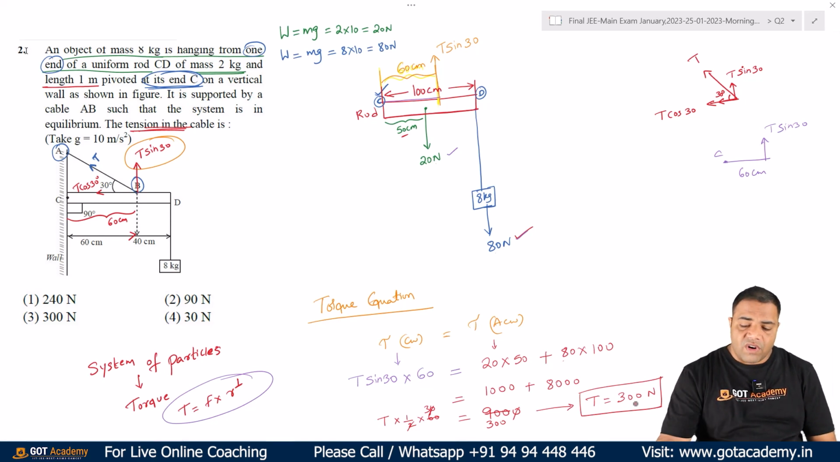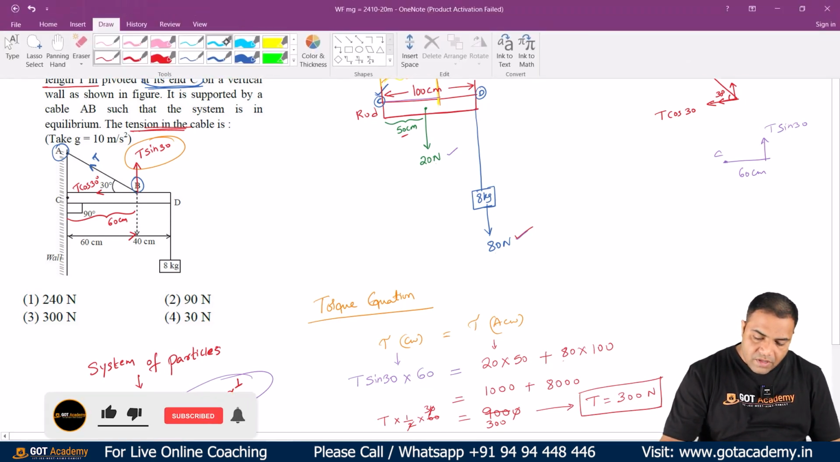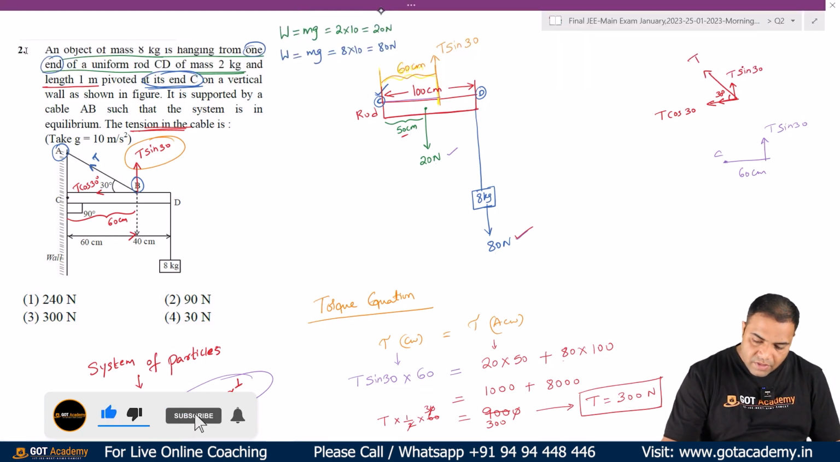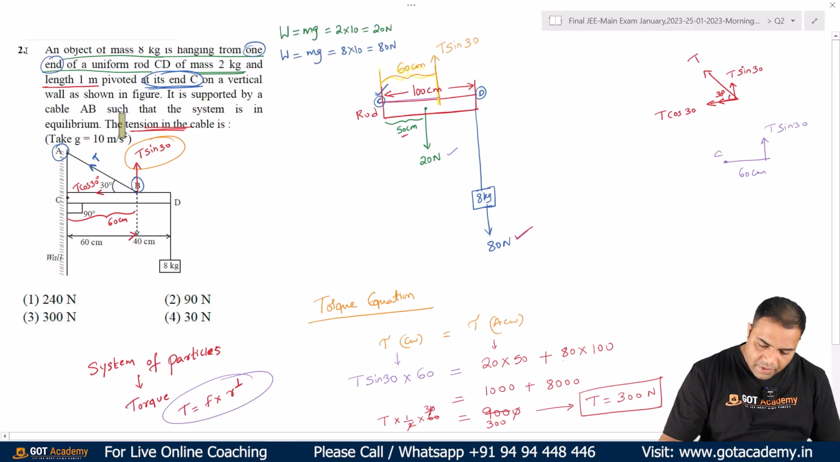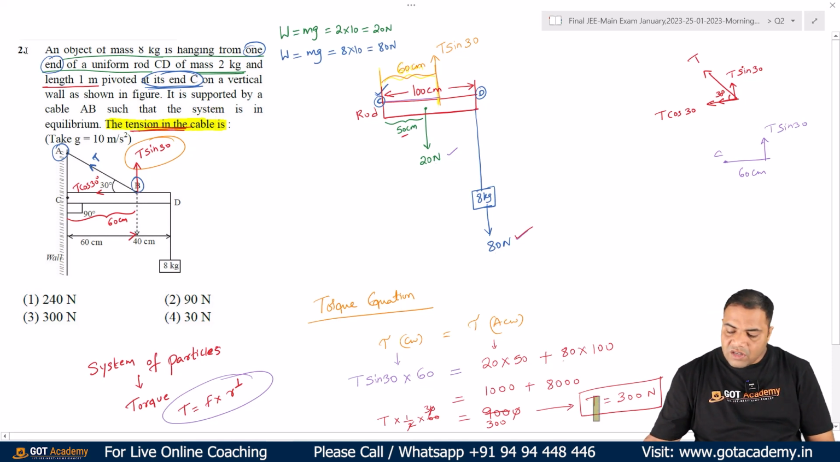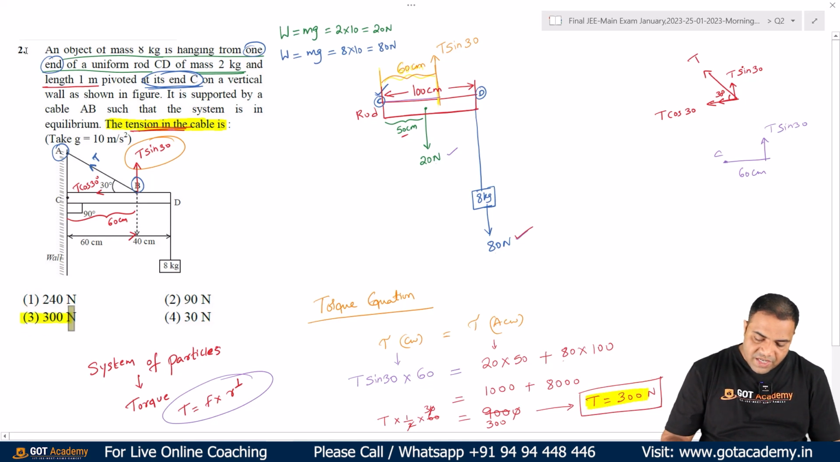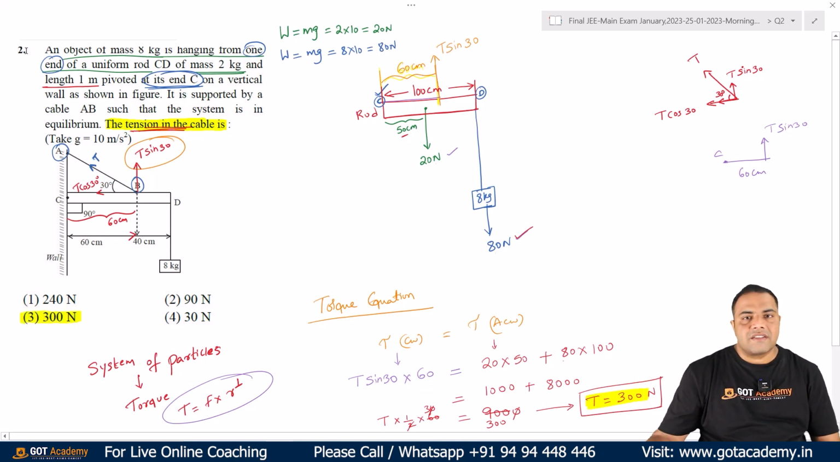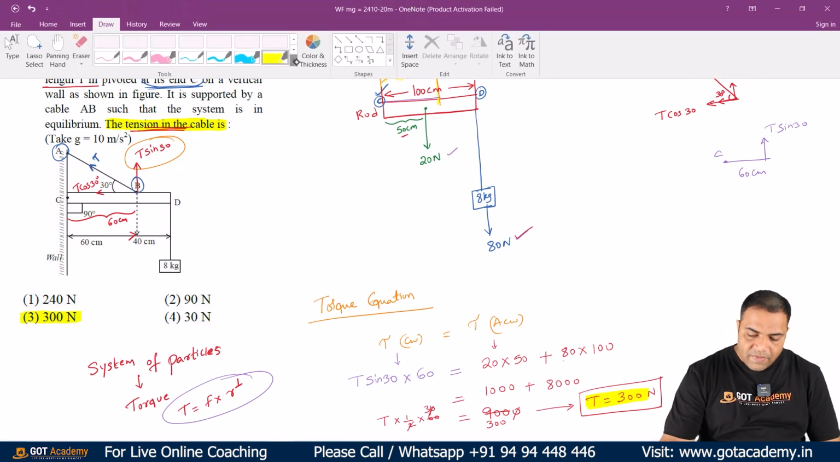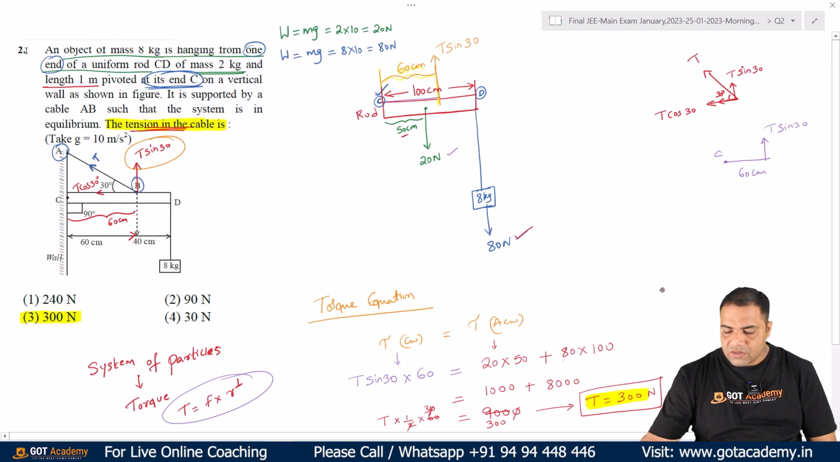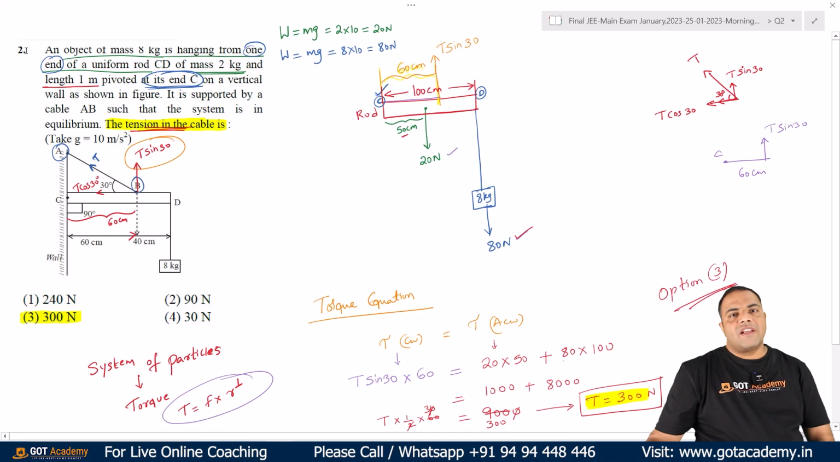Now look at the question carefully. What did he ask you? He is asking the tension in the cable. The tension in the cable. So you also got the tension in the cable as 300 Newton. So what is the answer now? Option 3. Option 3 is our answer. So the tension in the cable is 300 Newton. Okay, now let us move on to the next question.